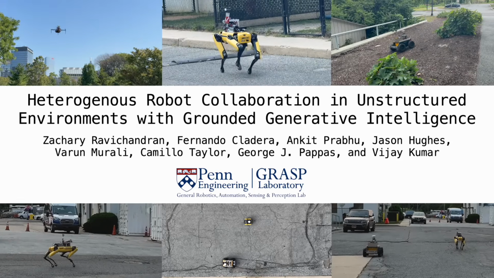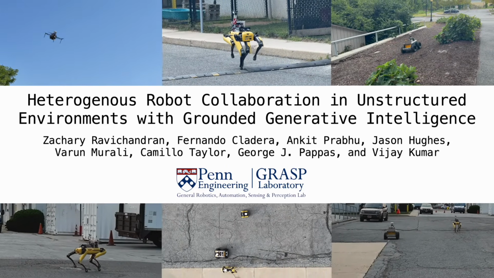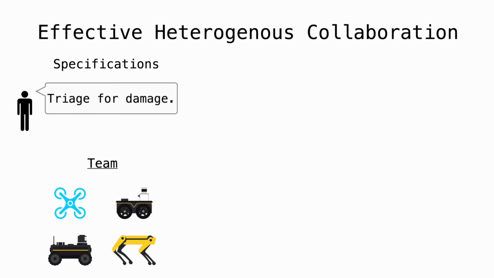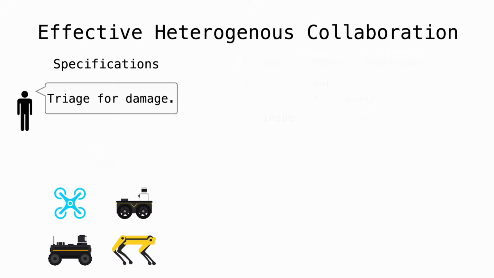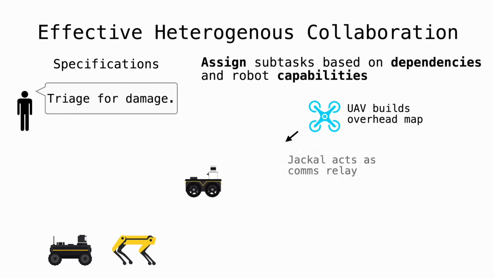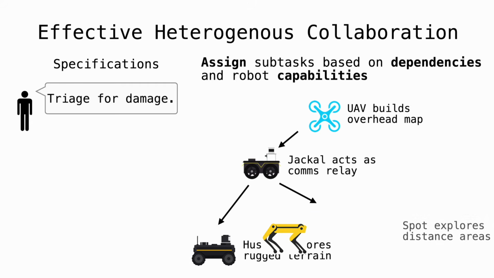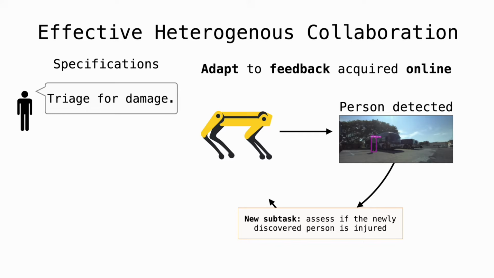We present heterogeneous robot collaboration in unstructured environments with grounded generative intelligence. Consider a team of robots tasked with triaging an area for damage. An effective planner will first infer necessary subtasks. It will then assign these subtasks to robots based on subtask dependencies and unique robot capabilities. Finally, the planner will adapt to feedback acquired online, generating new subtasks if needed.